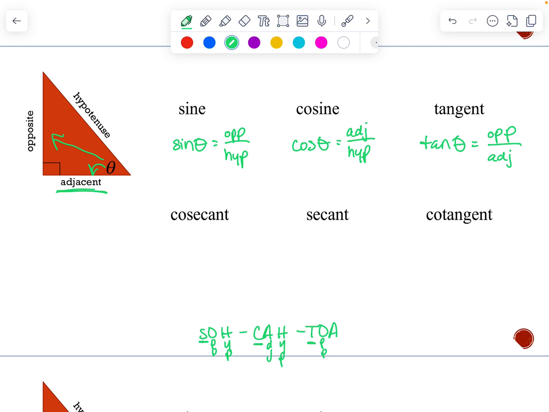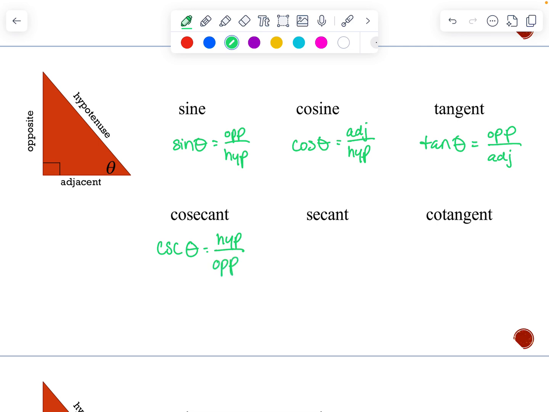The 3 that are new are cosecant, secant, and cotangent. And they're basically just reciprocals of each of our 3 typical trig functions, sine, cosine, and tangent. So cosecant, which we're going to abbreviate with the letters CSC, is the reciprocal ratio to sine. So sine is my opposite over my hypotenuse, which means cosecant is my hypotenuse side over my opposite.